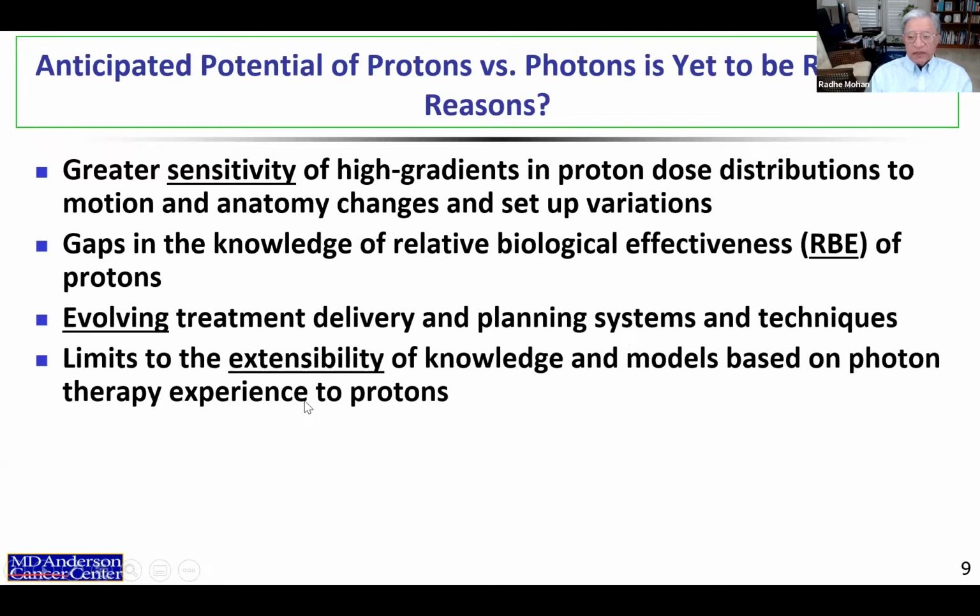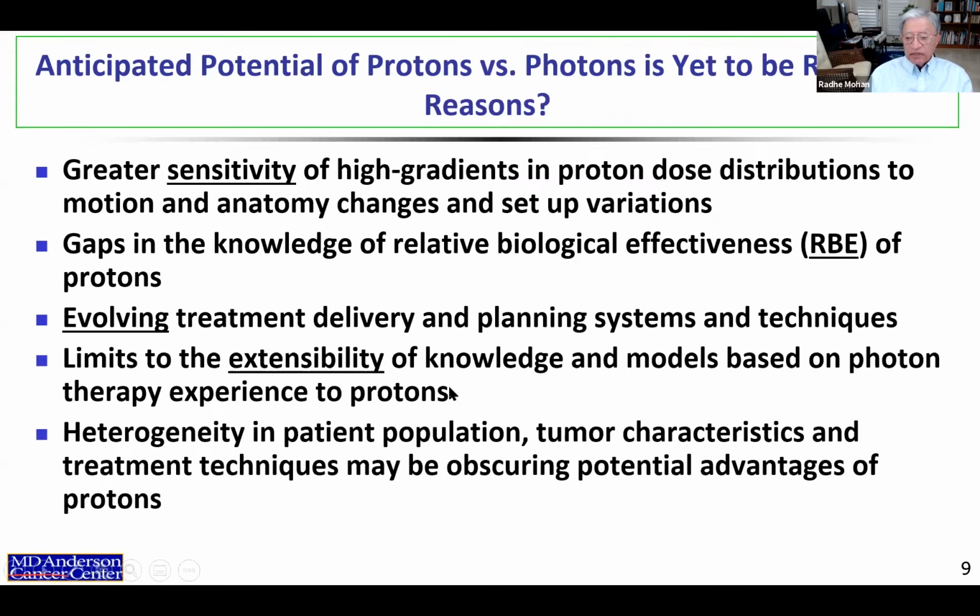And another point that Brígida made was the limits to our extensibility of knowledge and models based on photon therapy experience to protons. In my view, in many cases, you cannot do that. And I think there needs to be either a better model for proton, a newer model for proton, or we need to develop new models that can explain both proton and photon responses.